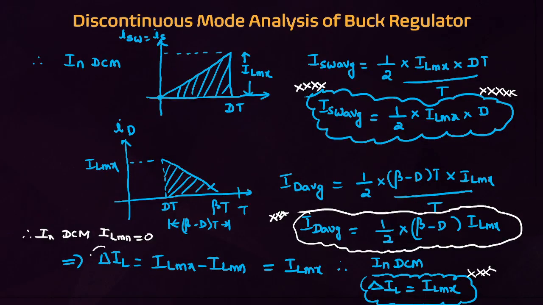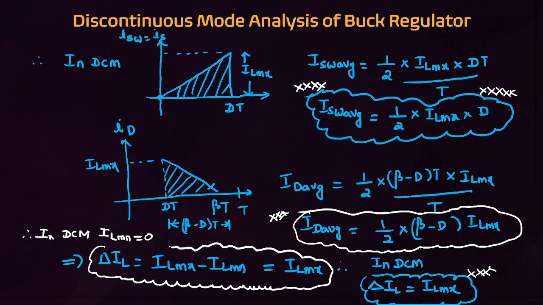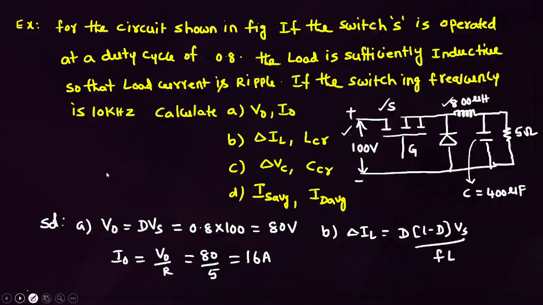If IL minima is 0, generally what is delta IL? Delta IL equals IL maxima minus IL minima. But in discontinuous mode, what is IL minima? 0. That's why the peak to peak inductor ripple current is nothing but the maximum inductor current.